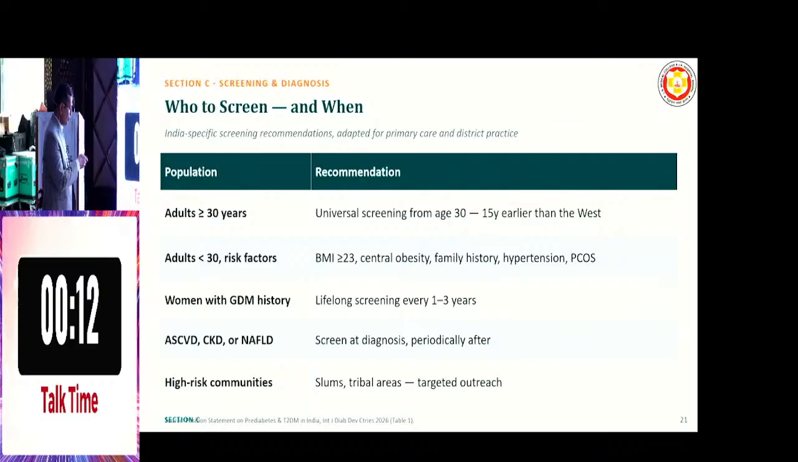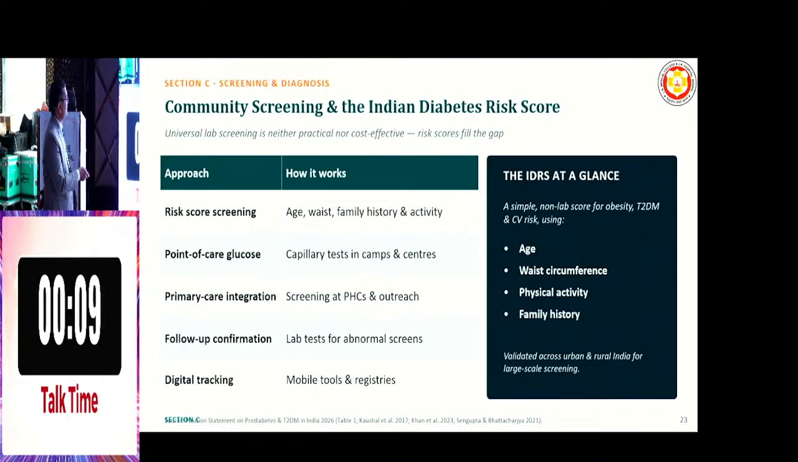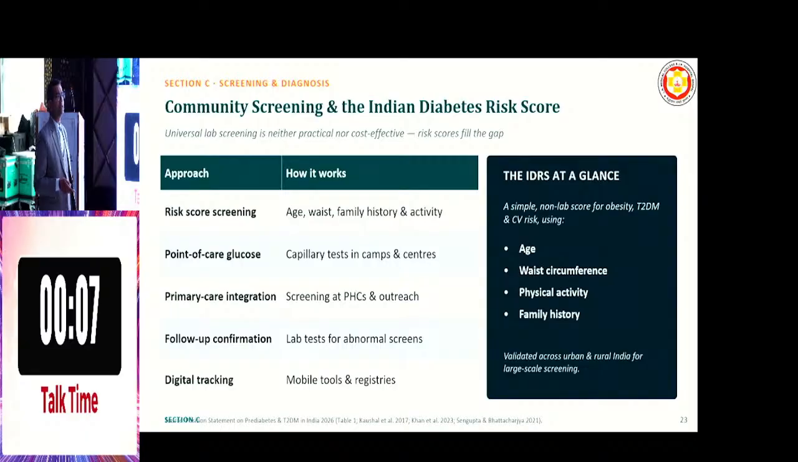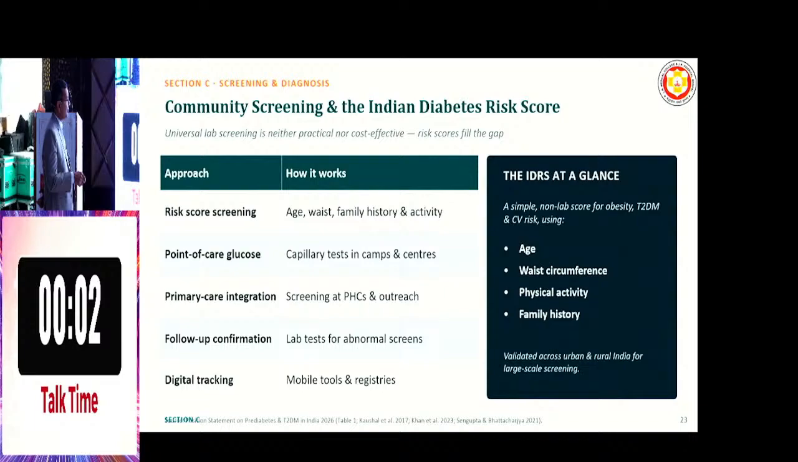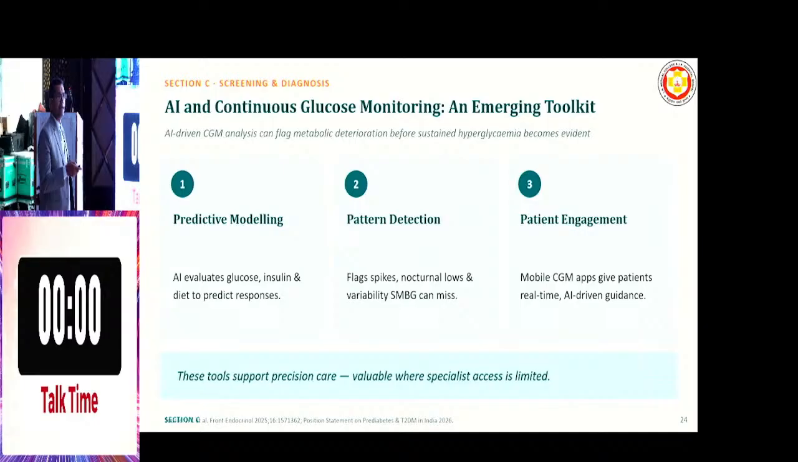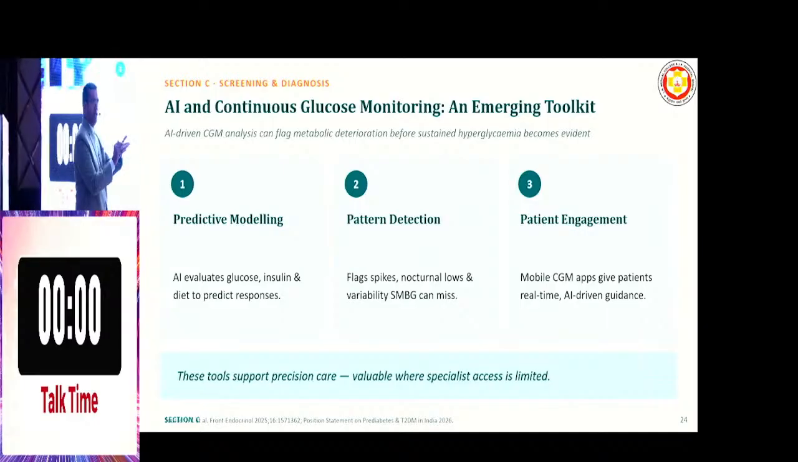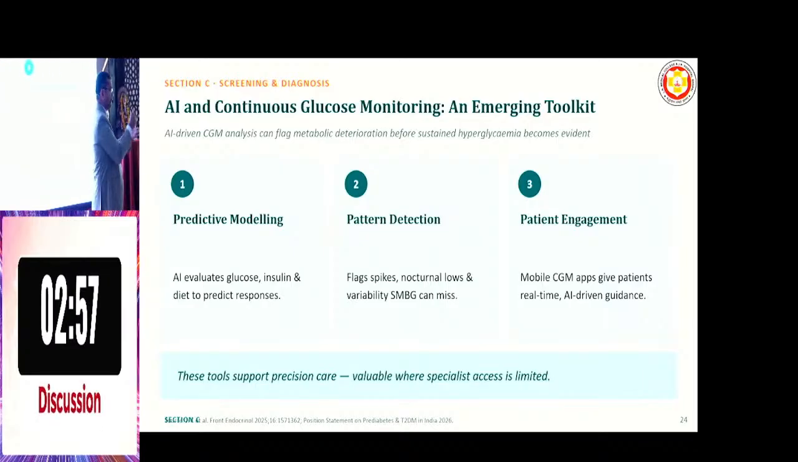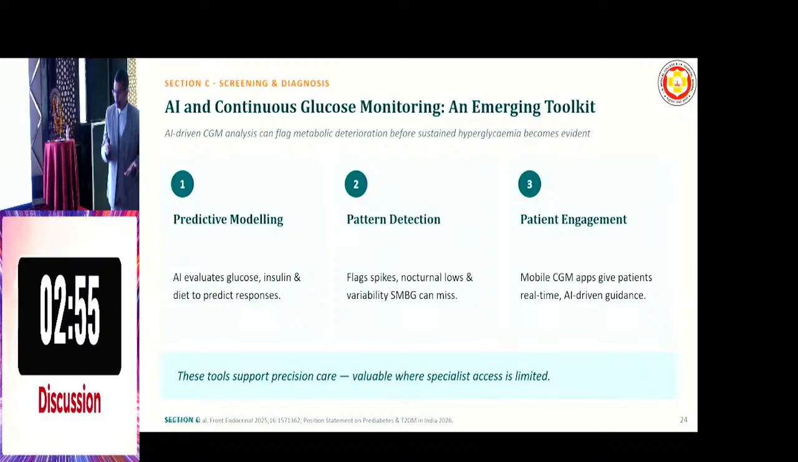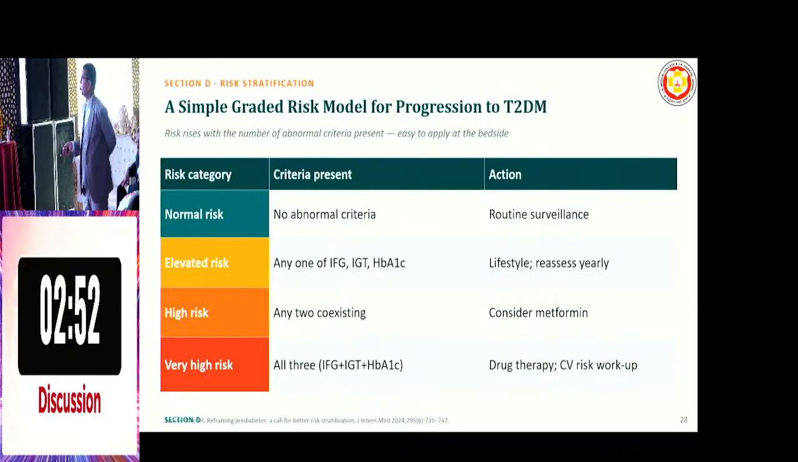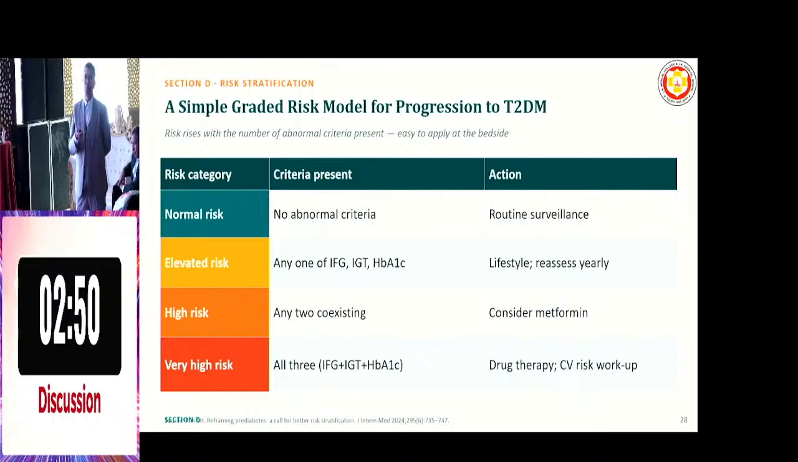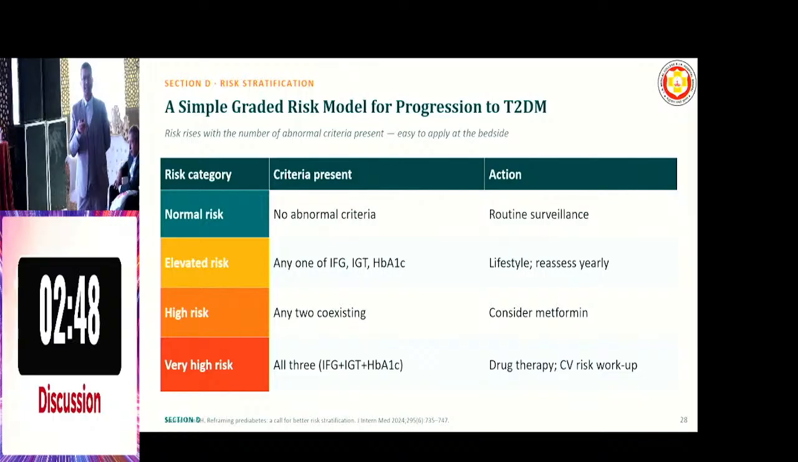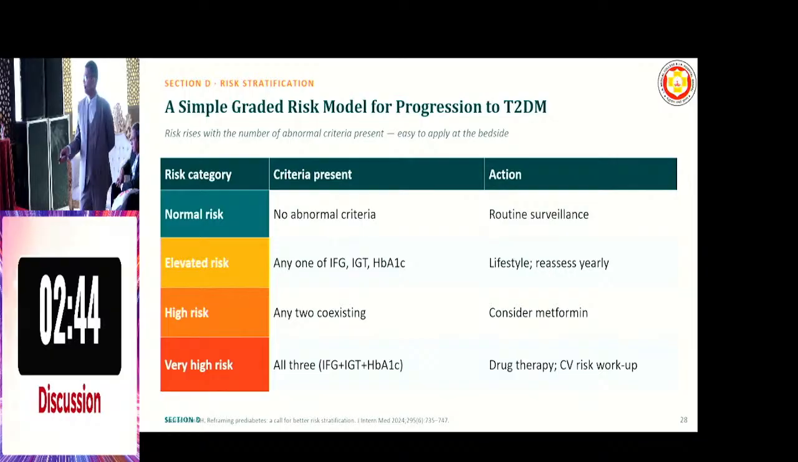So there is a population given which needs to be diagnosed, and why it needs to be diagnosed, you also need to do community screening. So that might involve age, waist circumference, physical activity and family history. You can also use a Google form and make use of digital tools. आप उसको अपने ग्रुप पे डालिए और देखिए कि कितने लोगों को टेस्टिंग की जरूरत है, कम्युनिटी में आप उसको यूज कर सकते हैं. So there is a simple graded risk model for progression to type 2 diabetes. So now RSSDI is saying you need to target pre-diabetes so as to stop them from becoming diabetic.